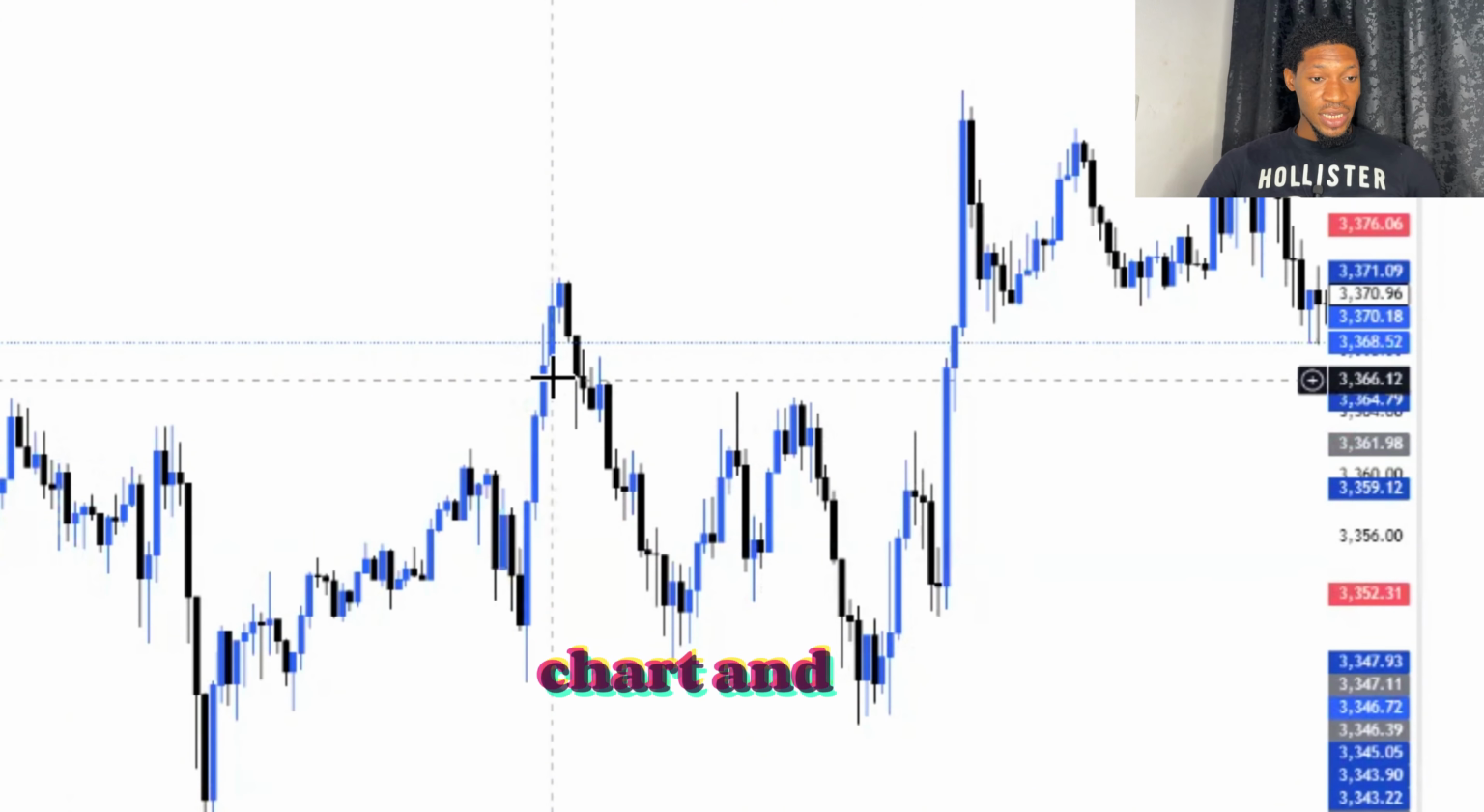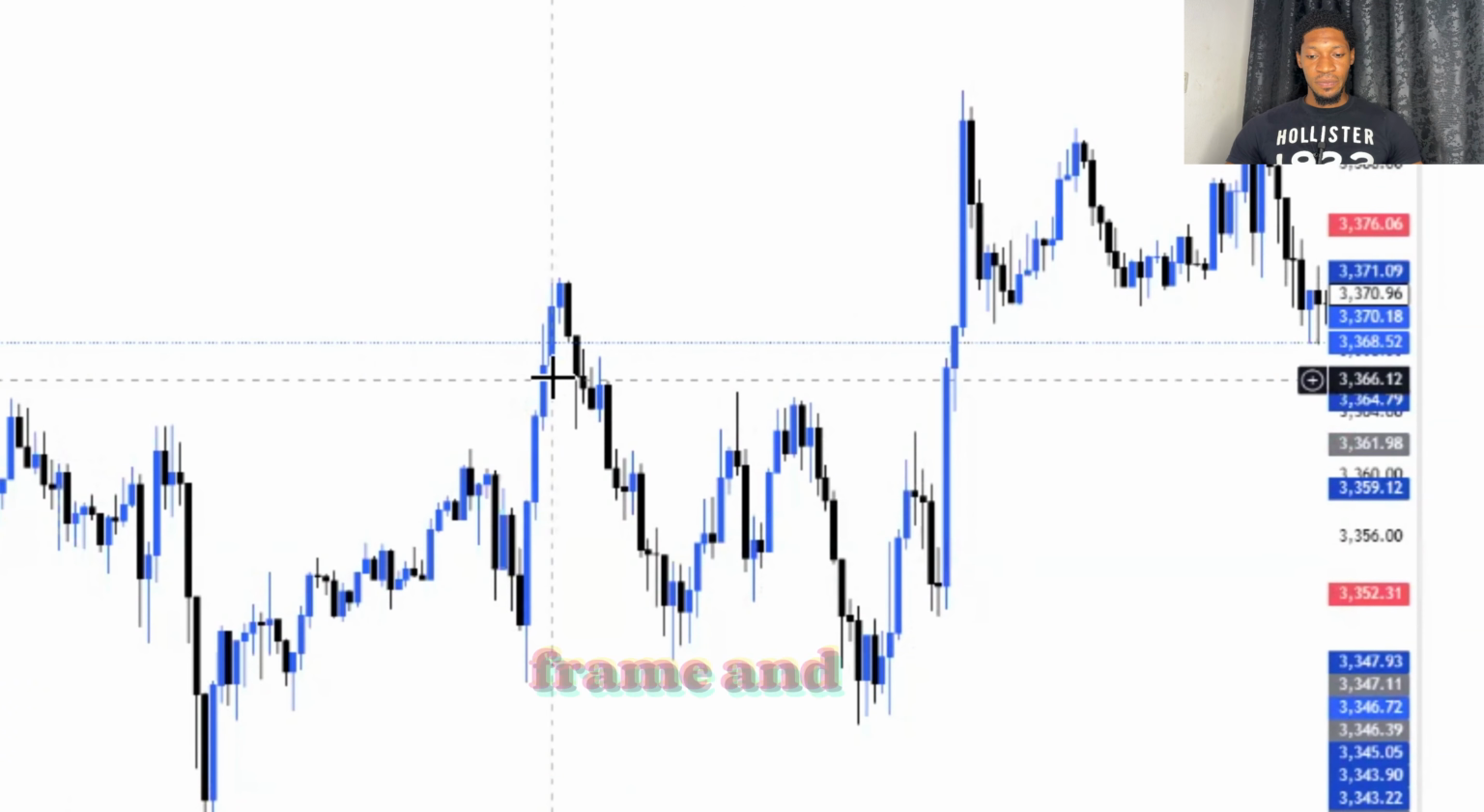This is what I call the flip zone. Let's go on to the chart guys. Guys, this is my chart and this is XAUUSD on the 50-minute time frame. You can do this in whatsoever time frame that best suits the kind of trader you are, if you're a swing trader, a day trader, or a scalper. This is the 50-minute time frame and let's go on to it.